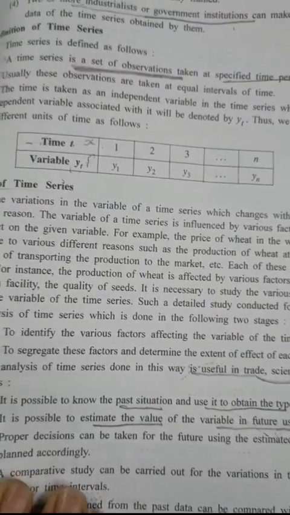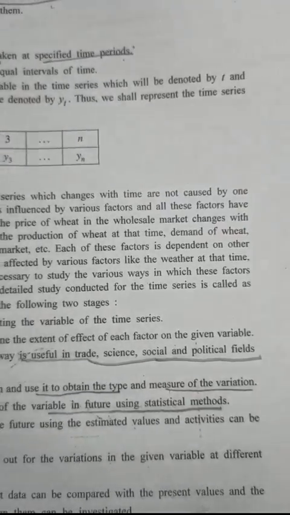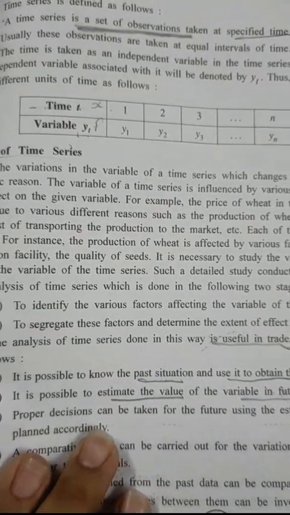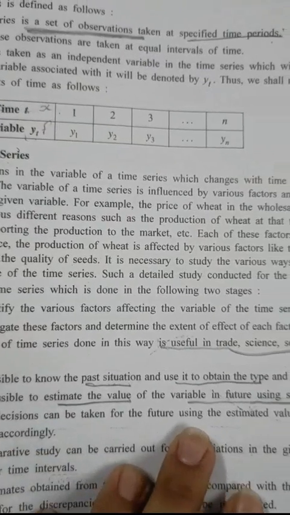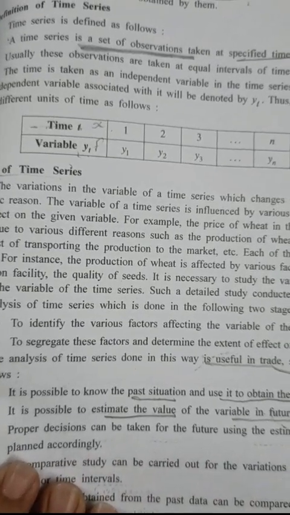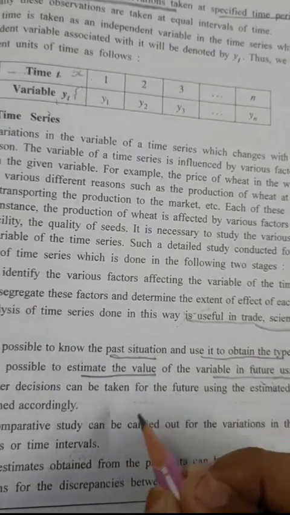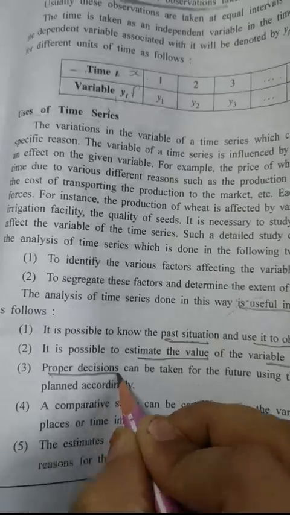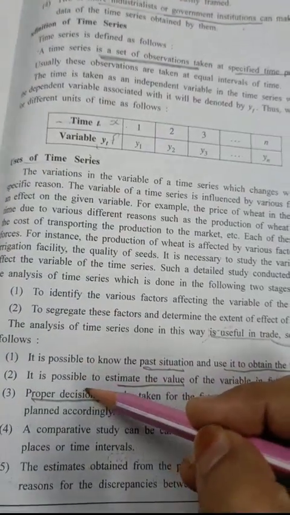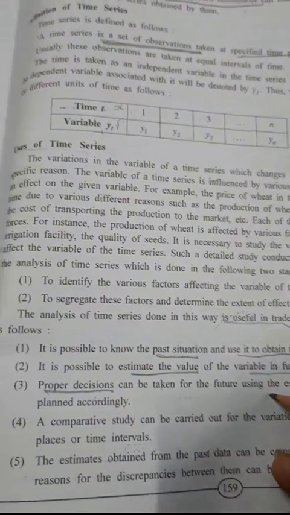The third point, proper decisions can be taken for the future using the estimated value, and activities can be planned accordingly. Based on the past data, we can decide about future thinking, we can estimate the value, and we can take a proper, important decision for the future. Same as this point, important decisions can be taken; proper decisions we can take based on the past data.